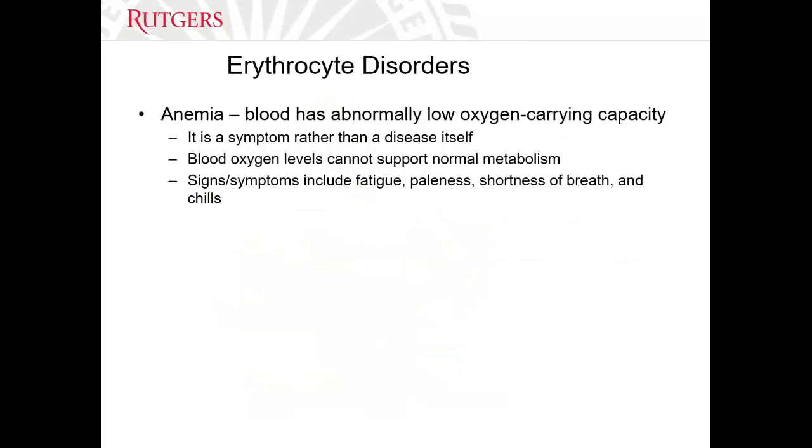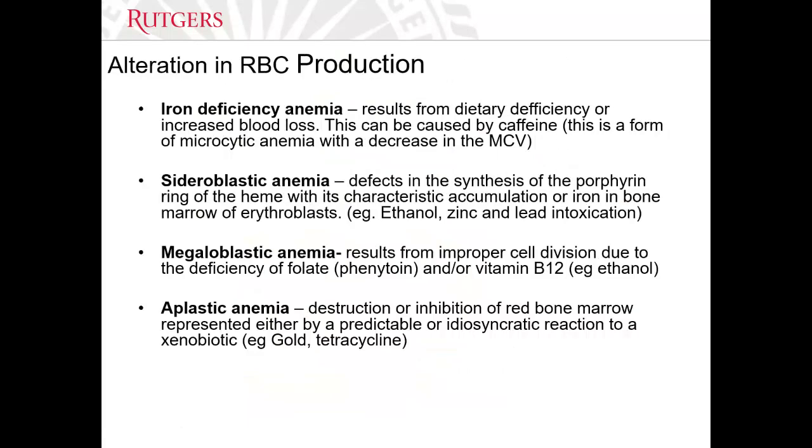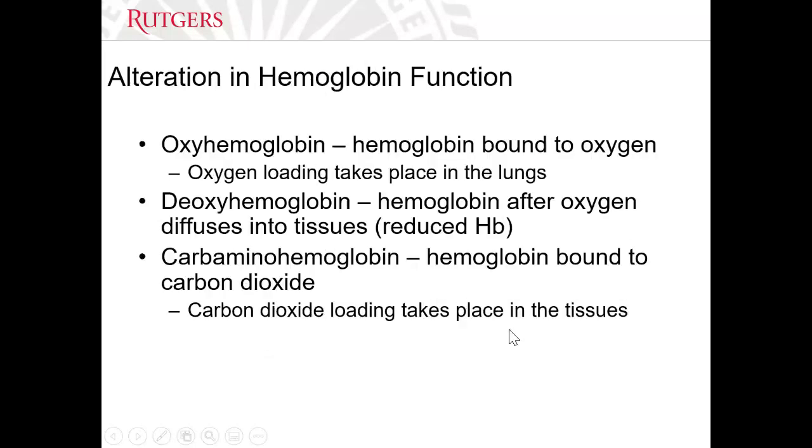Then I talked a little bit about the different erythrocyte disorders, the different types of anemias. So know the different types of anemias. This is an important slide. Understand the characterization of each type of anemia and any examples of any drugs that I mentioned here. Know the difference between an iron deficiency, sideroblastic, megaloblastic, aplastic anemia, and the agents that are mentioned on the slide as well.